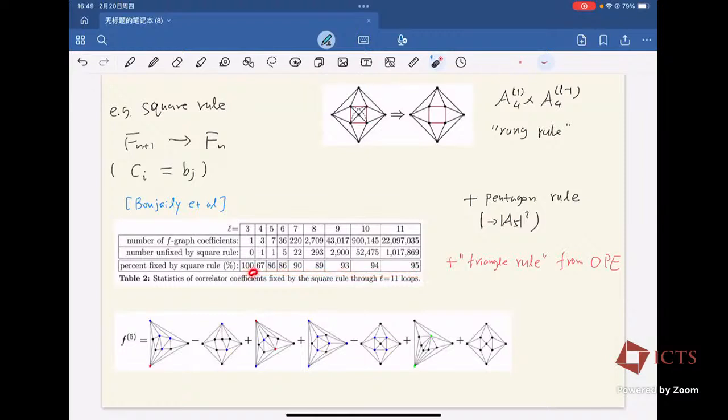This shows the percentage of the coefficients fixed by this square rule. Of course, when you go to rather high loops, still huge numbers of graphs cannot be fixed in this way, so they don't have this square structure. So there are also pentagon rules and so-called triangle rules from OPE. So I'm just showing you some examples.